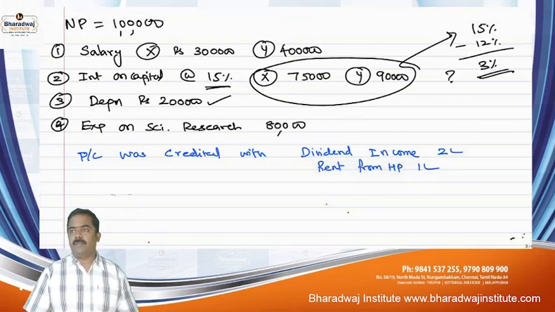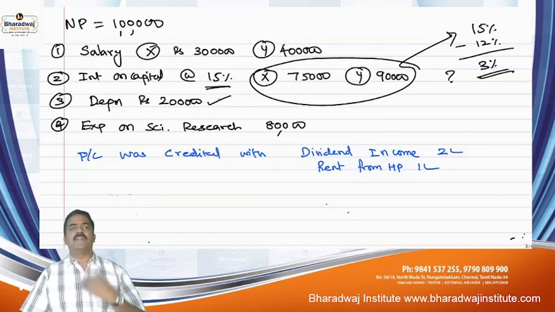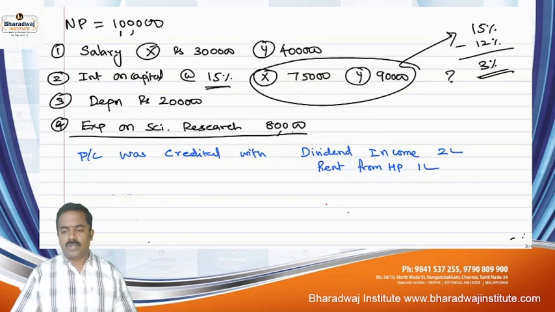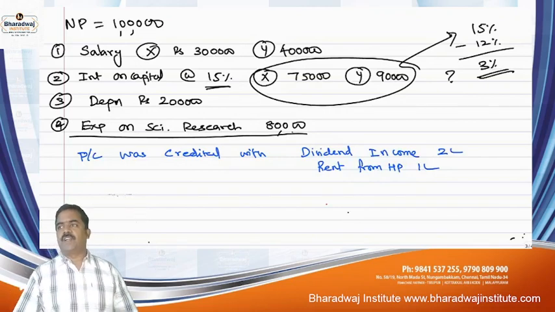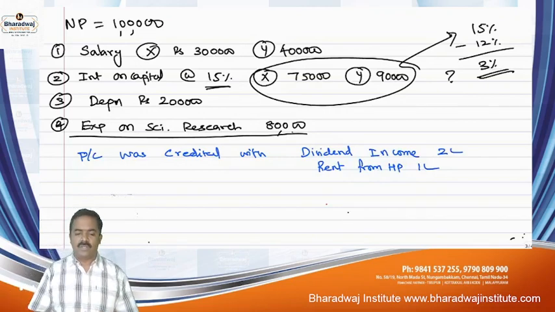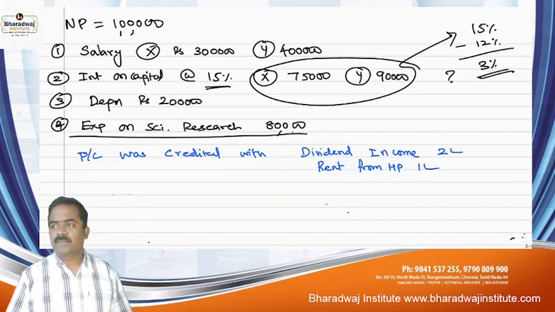Salary can be claimed depending upon certain conditions. First we will disallow it, thereafter we will claim it. What about interest? 12% is allowed, so how much will be disallowed? 3% will be disallowed. Depreciation and expenditure on scientific research: nothing is specified in the problem, so we assume that it is allowed.